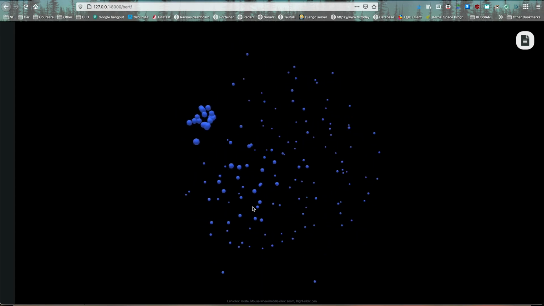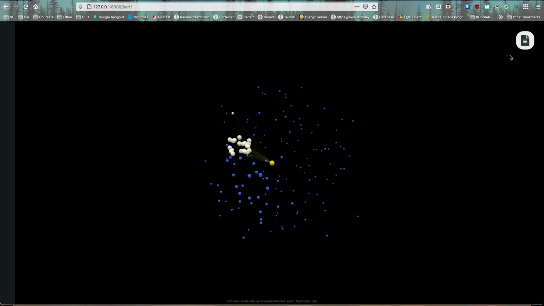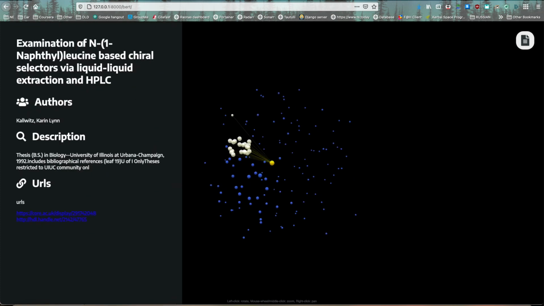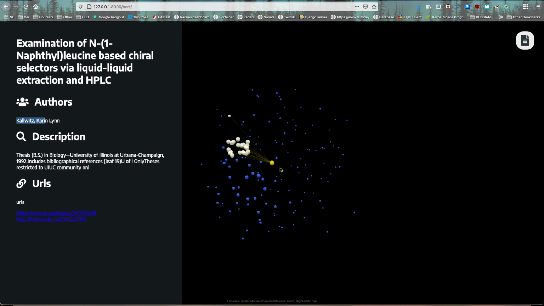The size of each node in the graph is dependent on how well linked that paper is, or how similar that paper is. Click on this paper and go ahead, open the sidebar. You see that we get a description, we get the authors, and we get the URLs to access this paper.